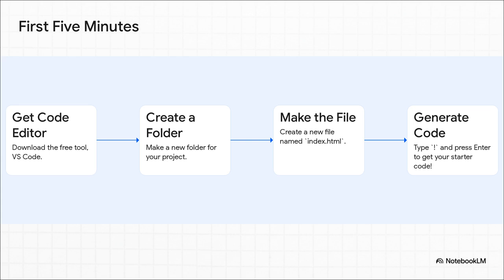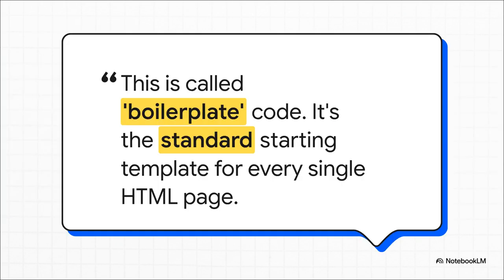And now, here comes the magic trick. In that totally blank file, just type a single exclamation mark and hit enter. Bam! All that code that just popped up out of nowhere, that's called boilerplate. And yeah, I know it might look a little intimidating at first, but don't worry about it. It's just the standard, universal starting template for every single HTML page on the planet. Going back to our house analogy, this is like the pre-built foundation and the frame, all set up and ready for us to start building the actual rooms.